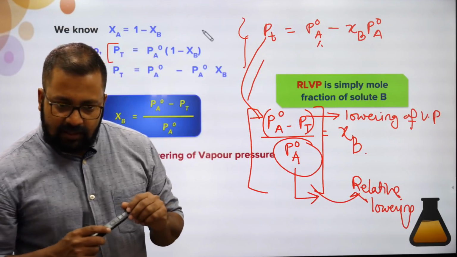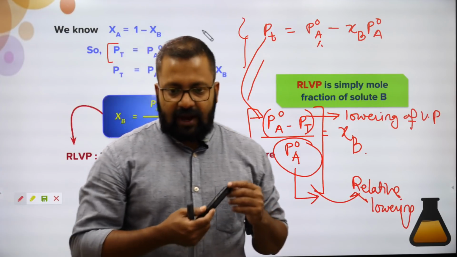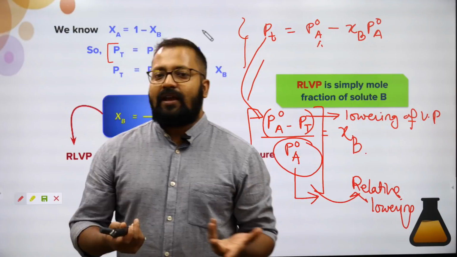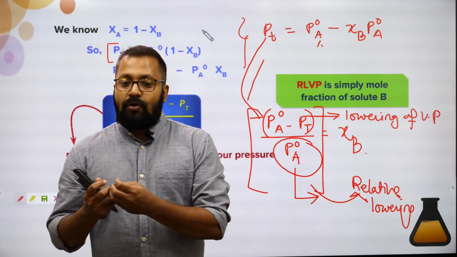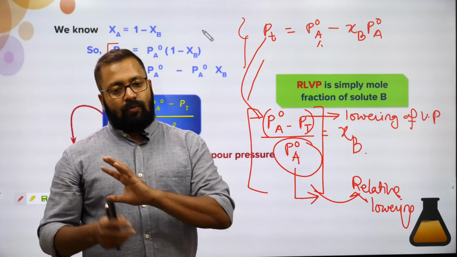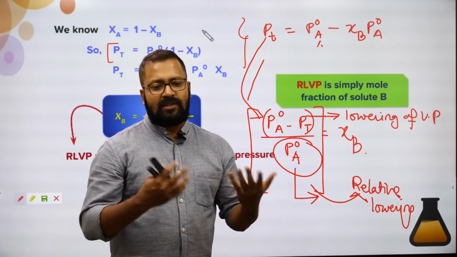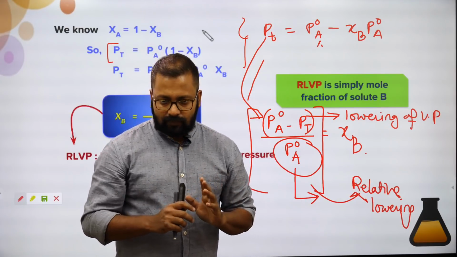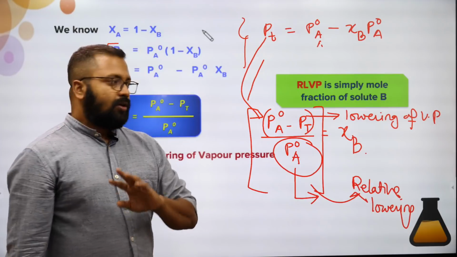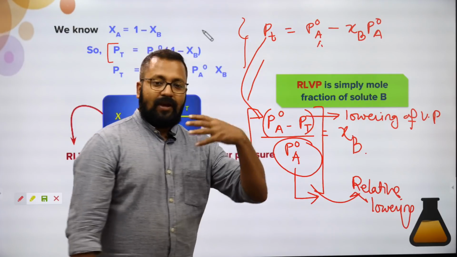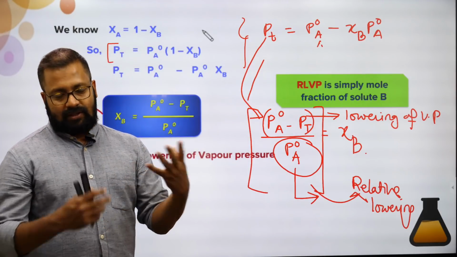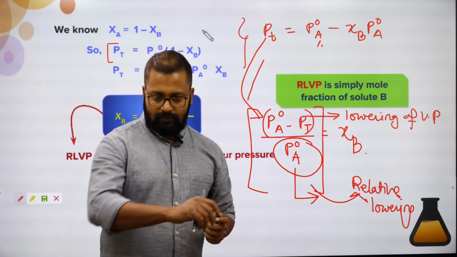Sneha has asked, sir, will the vapor pressure decrease if we add a volatile solute? See, I really don't know. If the volatile solute produces enough amount of vapors to compensate for whatever is the loss of solvent molecules, then the vapor pressure would not change. But if it produces less amount of vapors, then obviously it might change.